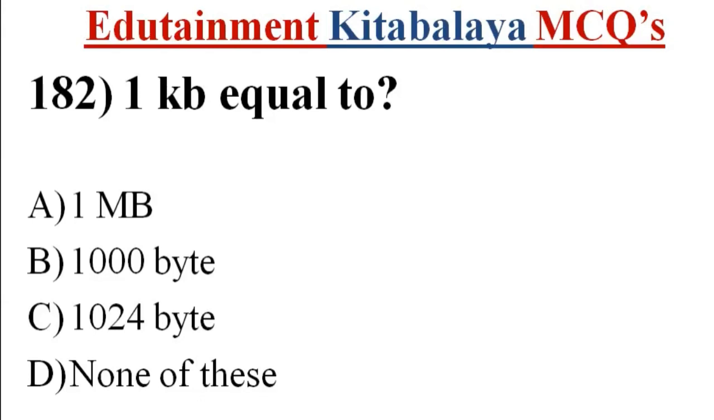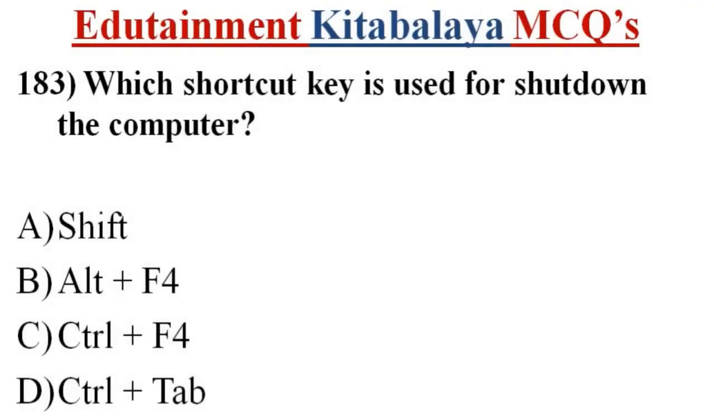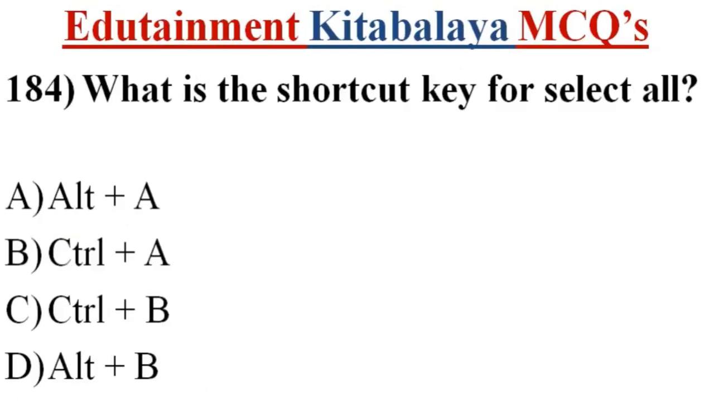Question number 182. 1 kilobyte is equal to A. 1 megabyte. B. 1000 byte. C. 1024 byte. D. None of these. Correct answer is C. 1024 byte. Question number 183. Which shortcut key is used to shut down the computer? A. Shift. B. Alt plus F4. C. Control plus F4. D. Control plus Tab. Correct answer is B. Alt plus F4.